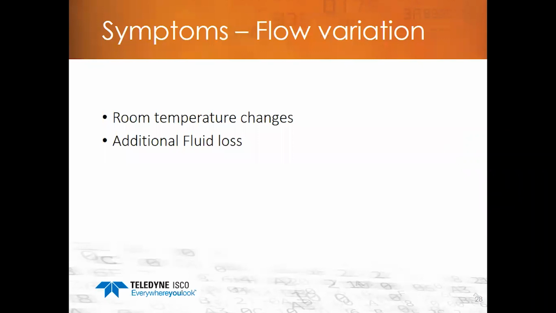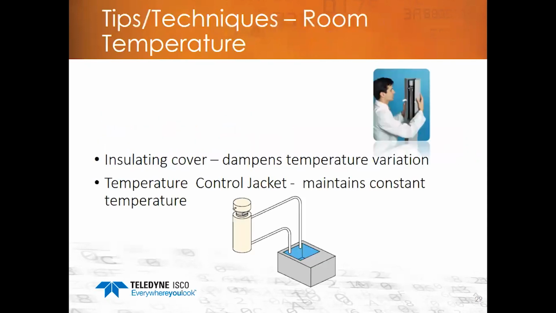Here are some symptoms of flow variation, such as room temperature changes, or you might notice some additional fluid loss. Now, the techniques for resolving that: one is to add insulation around the pump cylinder. The insulation will dampen the effects of temperature changes, say in a room. It will not stop the variation, but it will dampen it. We have insulating covers as an option for most of our single pumps. For dual pumps, you'll have to wrap some other kind of insulation around.